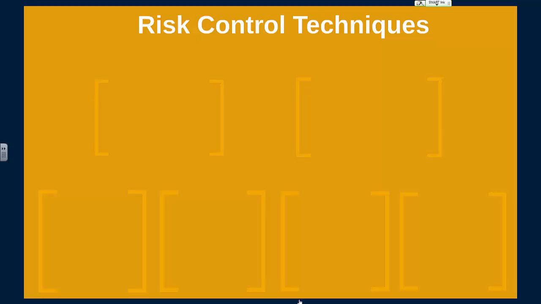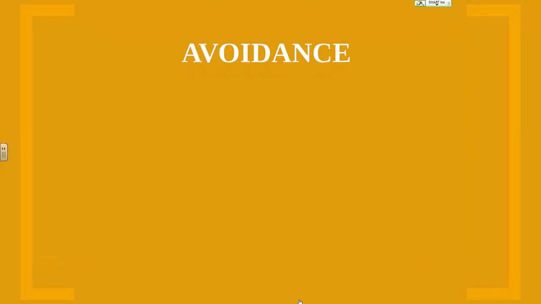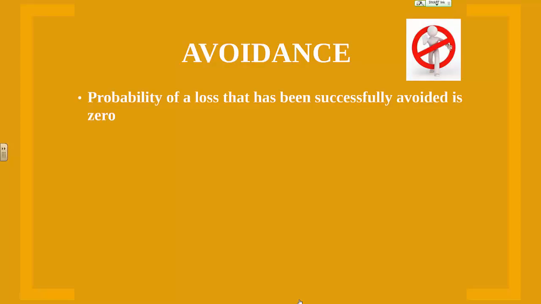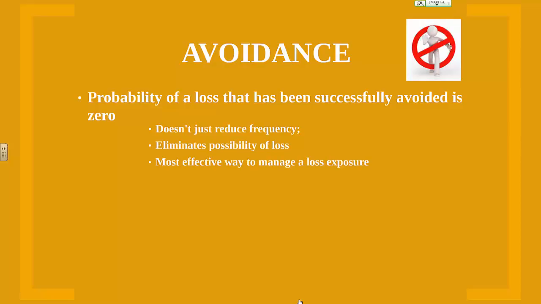The various control techniques that are available to businesses and individuals are avoidance, loss prevention, loss reduction, separation, duplication, and diversification. Let's start with a look at avoidance. Remember that avoidance is not engaging in an activity or not purchasing an asset. Avoidance that is effective should reduce the probability of loss to 0. So avoidance doesn't just reduce frequency, it eliminates the possibility of loss. And so therefore, it is the most effective way to manage a loss exposure.